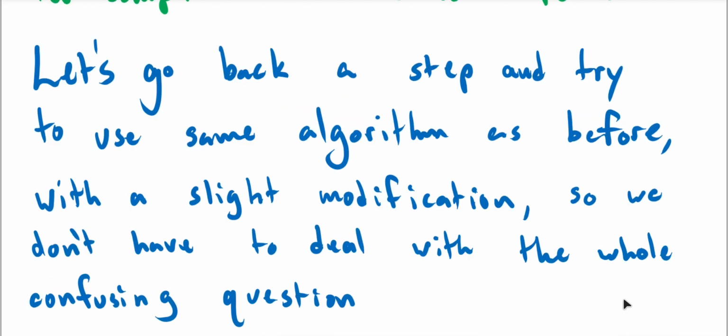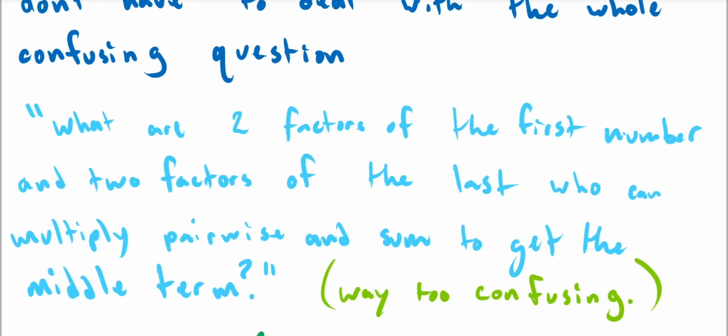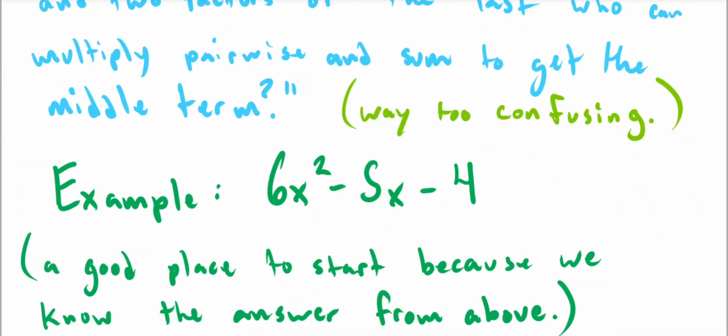But let's go back a step and try to use the same algorithm as we did before to factor, and make maybe a slight modification along the way so that we don't have to deal with this whole confusing question. That question is, what are two factors of the first number and two factors of the last number that can multiply pairwise then sum to get the middle term? Way too confusing. We're not going to do that. That's silly.